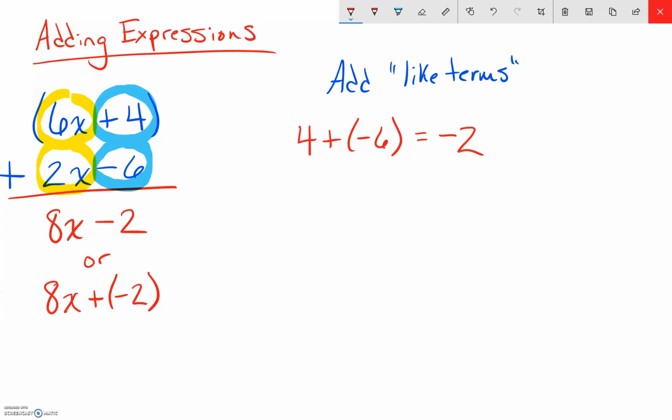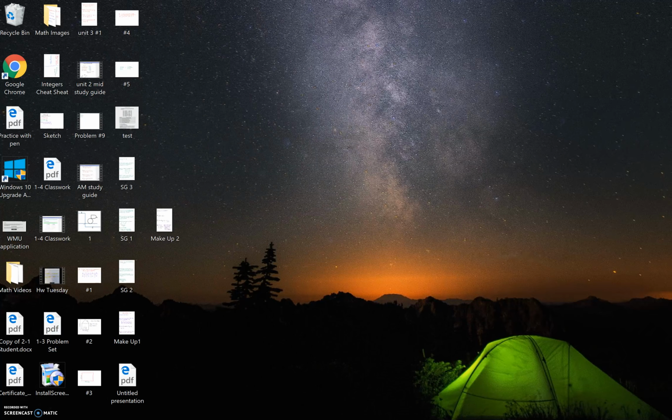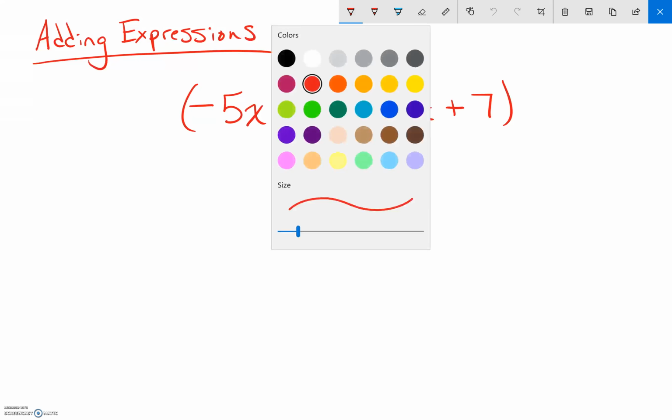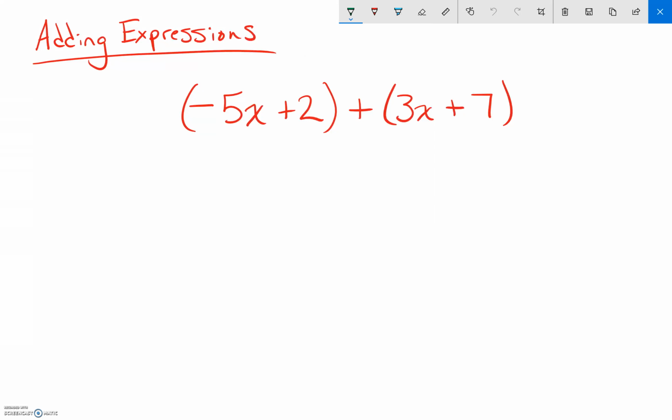All right, your turn. So your expression is negative 5x plus 2. And your second expression that you're going to add to it is 3x plus 7. Go ahead and pause the video and work your way through this one, and then hit play to see the answer.